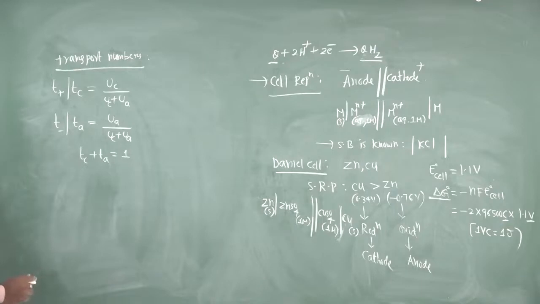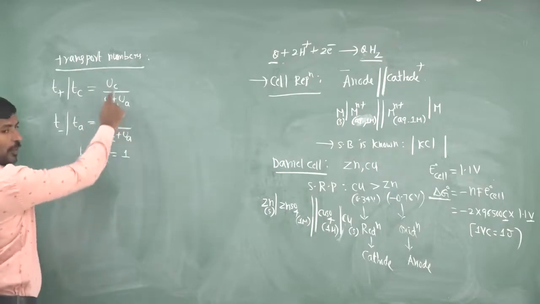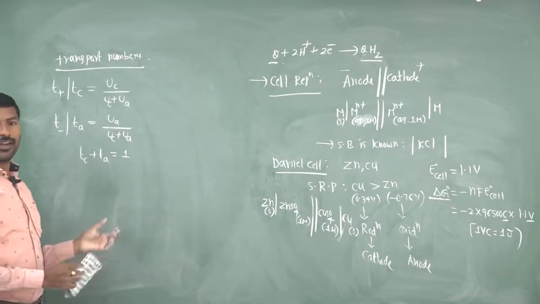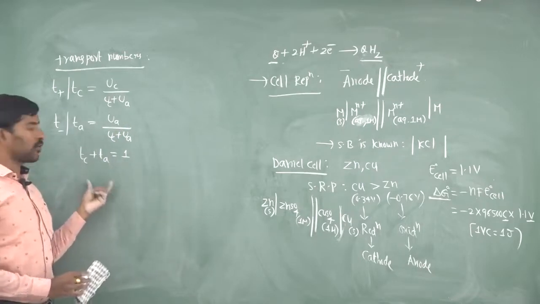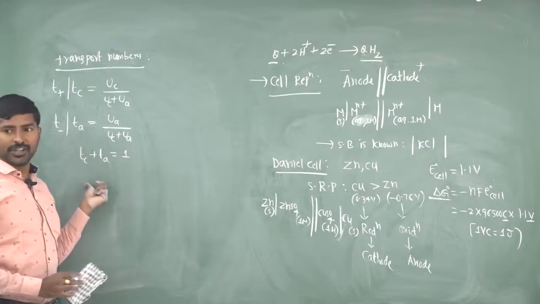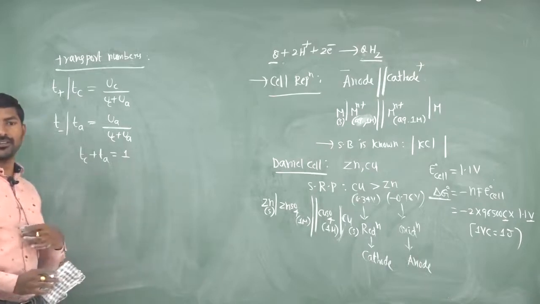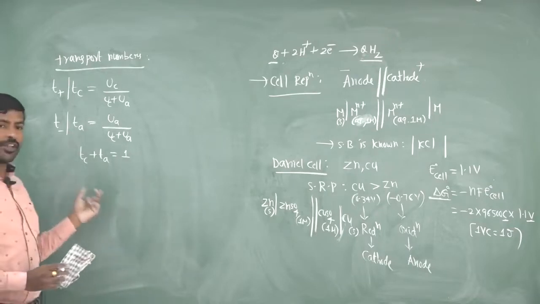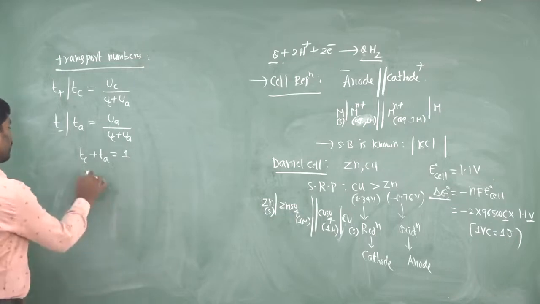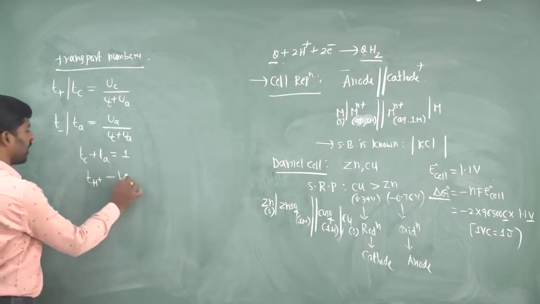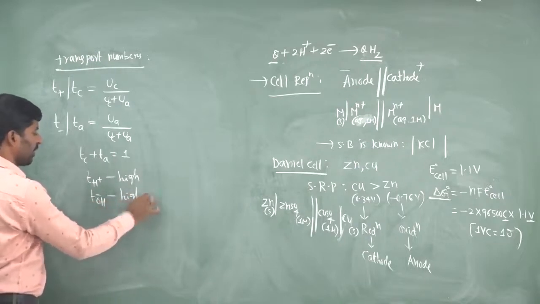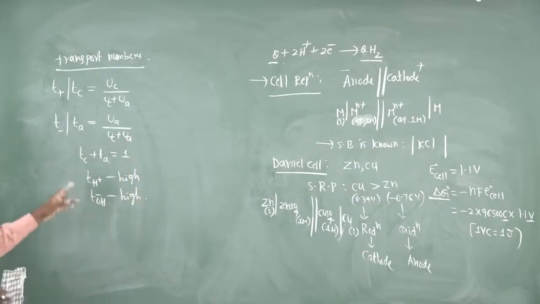So the fraction of current carried by an ion depends on its mobility. Out of all cations, H plus ion mobility is high, so H plus transport number is high. Out of all anions, the transport number of OH minus ions is high. Their conductivity values are also high.